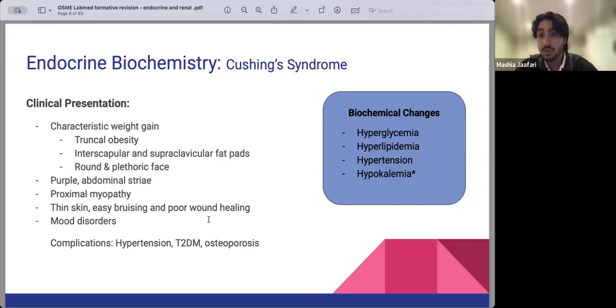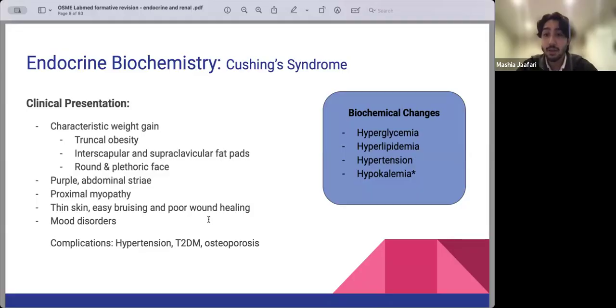Now, you can also get mood disorders. There's this thing like steroid mania, where you give someone too much steroids, they go a bit manic. But that's quite low yield. That isn't tested too much. Now, the complications are hypertension, because we know cortisol increases the expression of sympathetic receptors, so that increases your blood pressure. You can get type 2 diabetes mellitus because cortisol is increasing your blood sugar, and it also leads to increased activity of osteoclasts in the bone, leading to osteoporosis.